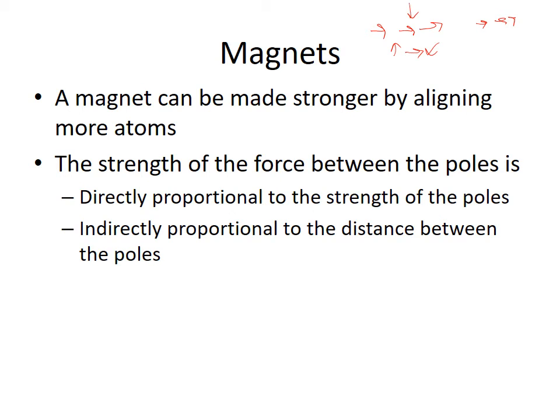Now the interesting thing is, just like electrical force and gravitational force, the force of attraction between your poles is proportional to their strength. So if you want a north pole and a south pole to be even more strongly attracted to each other, you've got to increase the strength of the pole. You increase the strength of the pole by aligning more atoms. And then it's inversely proportional to the distance between the poles. So if you take two magnets and you move them far apart, they're going to have less pull on each other.